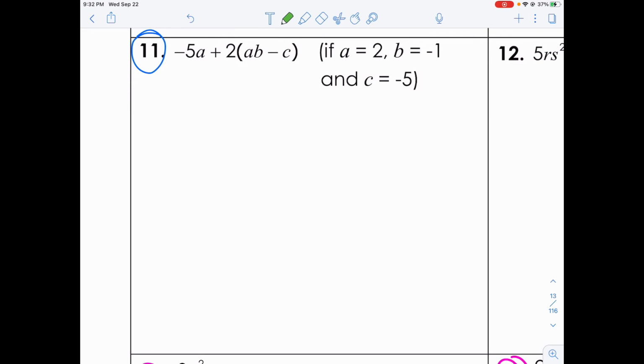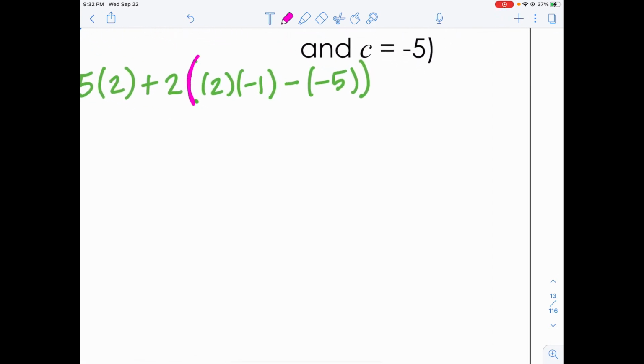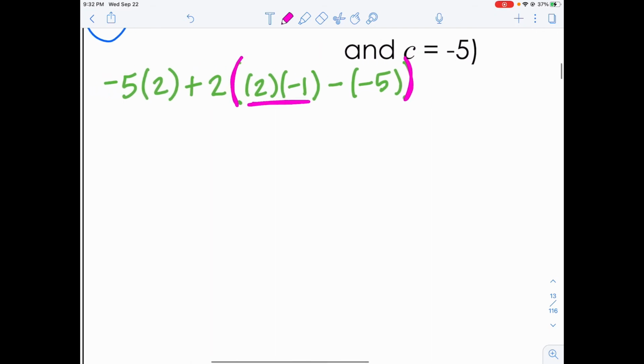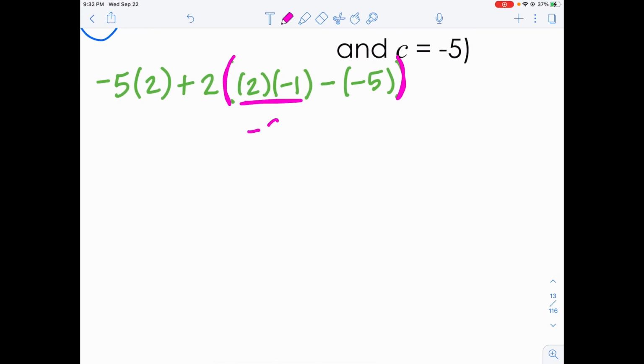So for number 11, negative 5 times a, which is 2, plus 2 times a, which is 2, times b, which is a negative 1, minus c, which is a negative 5. Okay, order of operations tells me that I need to do what's inside of my parentheses first. Specifically, out of everything that's happening in this parentheses, I need to do this multiplication first. So 2 times a negative 1 is a negative 2. Making sure we bring down everything as it is that I have not used.